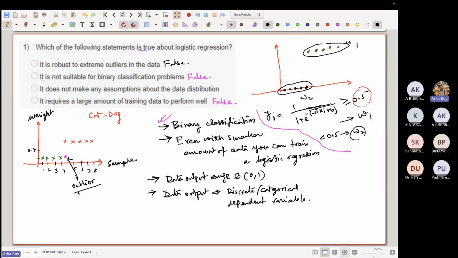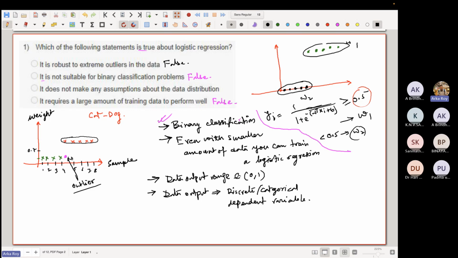Now, as you can see from the figure itself, your decision rule is: if the sigmoid function output is greater than 0.7, then only you take the decision for class dog. Otherwise, you take the decision for class cat. As you can see, the sigmoid output is less than 0.7. So obviously, your model will predict that the outlier, even though it is of dog class, is cat class.